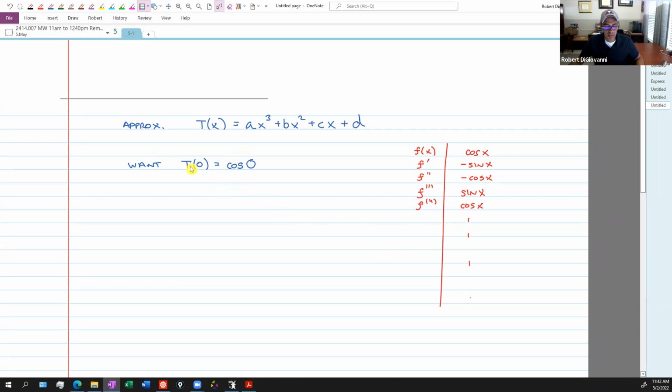So we want them to match at zero. So let's plug zero into this. Plug zero into this, you get d. And that must equal cosine of zero, which is one.